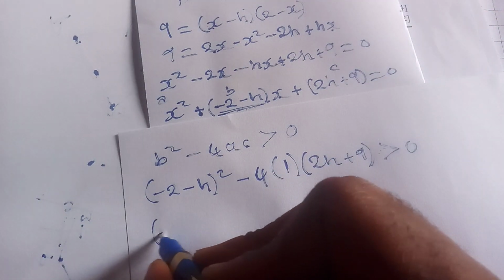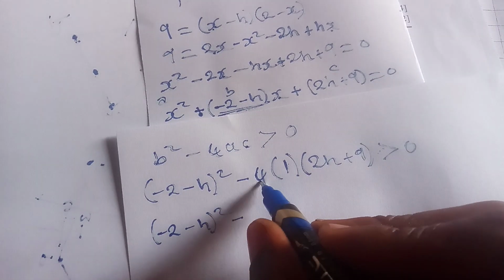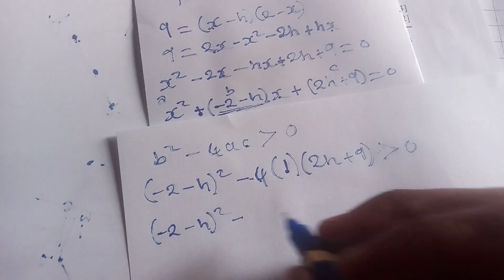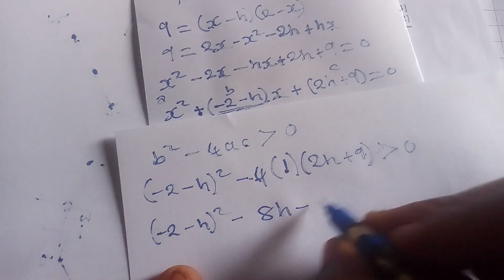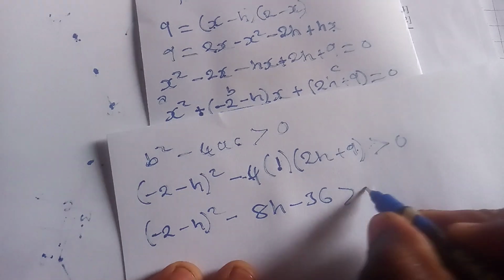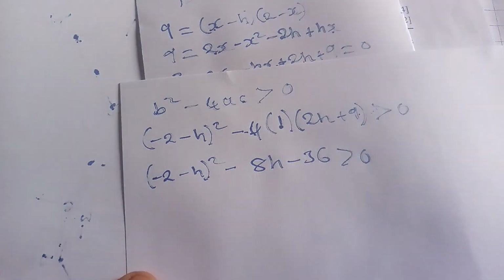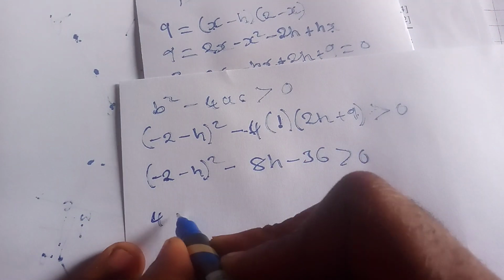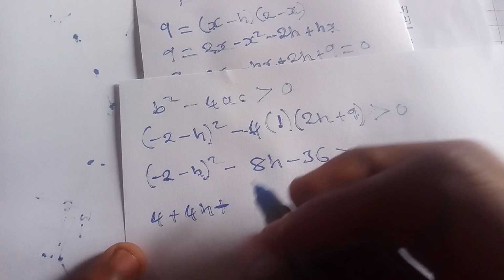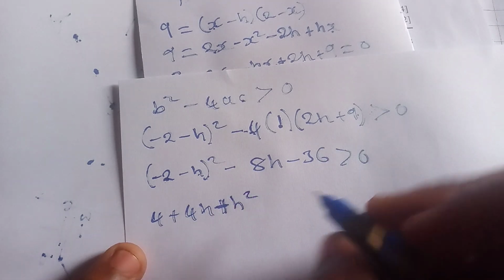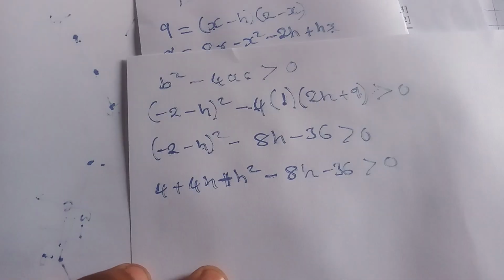So we have (-2 minus h) squared. Then when we expand this side, 4 times 1 is 4. Then 4 times this will be 8h. -4 times 9, this will be -36, I think. And this is greater than 0. When you square this using the binomial theorem, this one will be 4 plus 4h plus h squared, minus 8h minus 36, which is greater than 0.